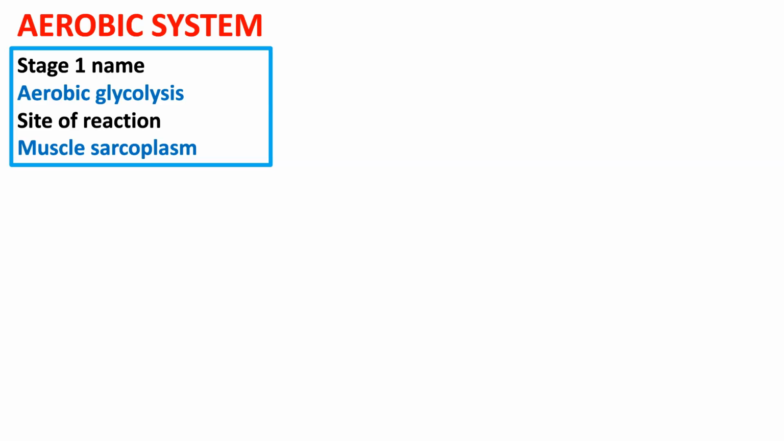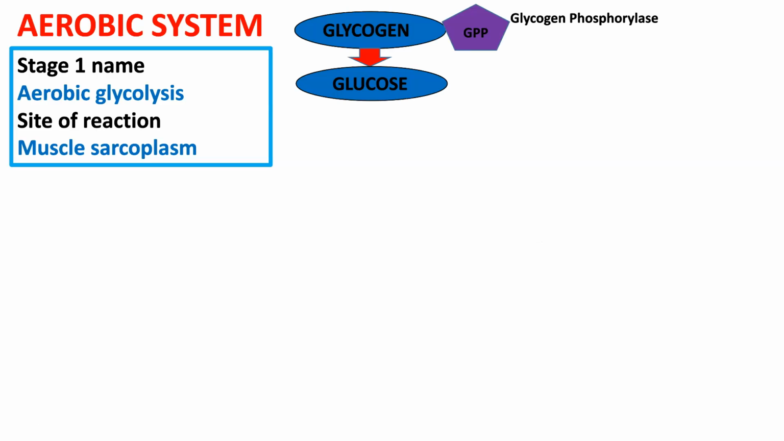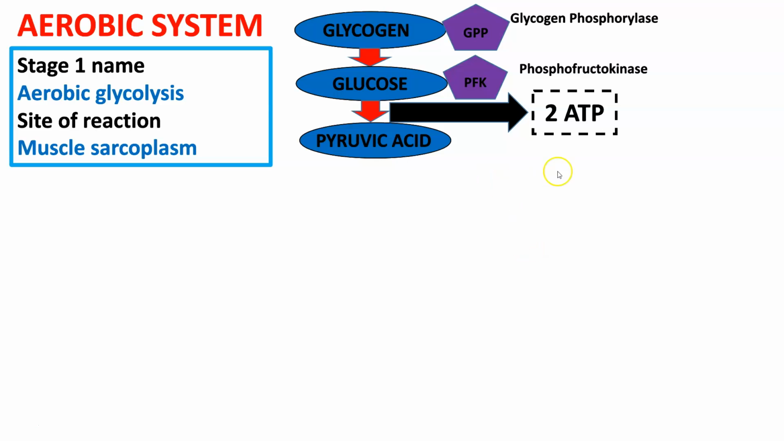Please ensure you make sufficient notes on this and also do the diagram that you are going to be shown right now. So just like anaerobic glycolysis, we start with glycogen, which is broken down by GPP into glucose. Glucose is broken down by PFK to create 2 ATP and pyruvic acid. Now, unlike anaerobic glycolysis, oxygen is now available. Okay, so we have oxygen in sufficient supply.